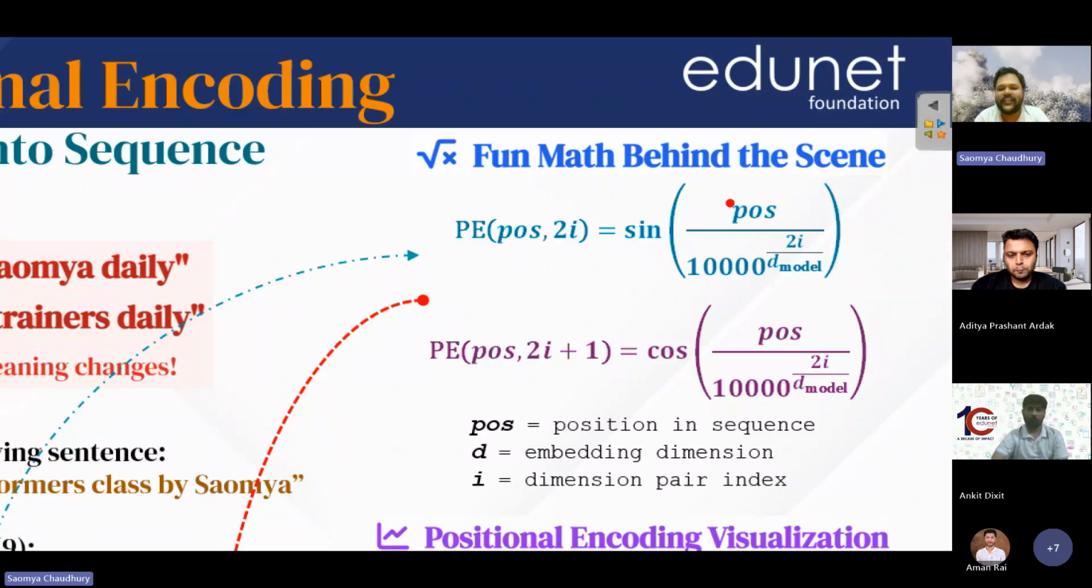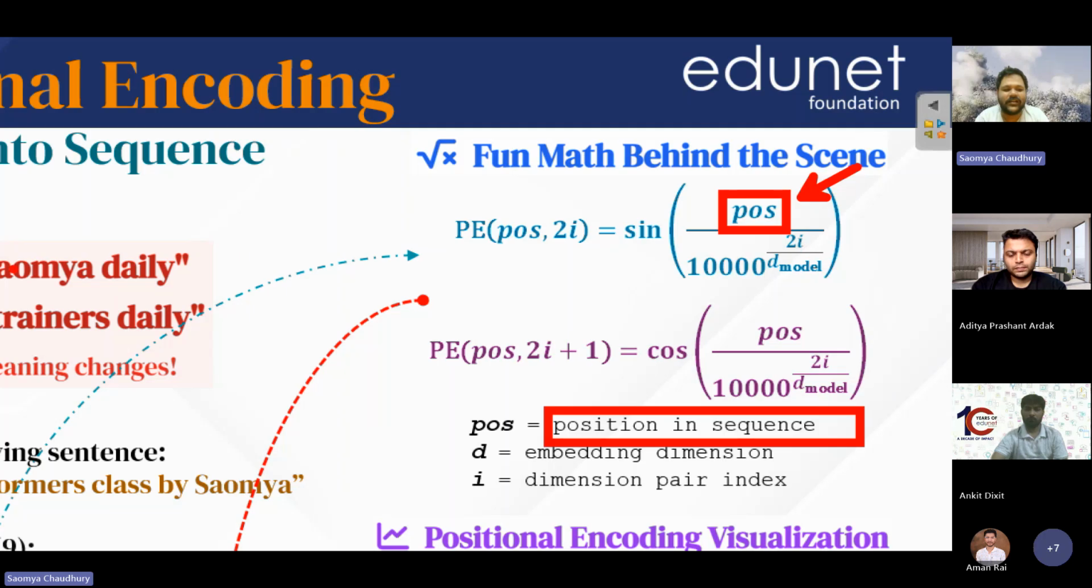Okay, so we have POS, which talks about position. You can see position in a particular sequence. That's what is in the numerator. That means if I say "trainers train Saumya daily", the word trainers will have position number 0, the word train will have position 1, the word Saumya will have position 2, and the word daily will have position 3.